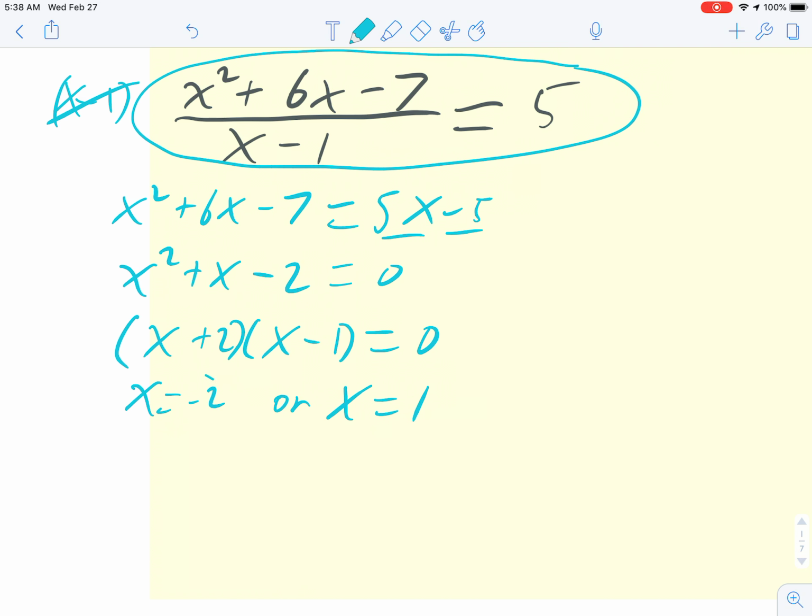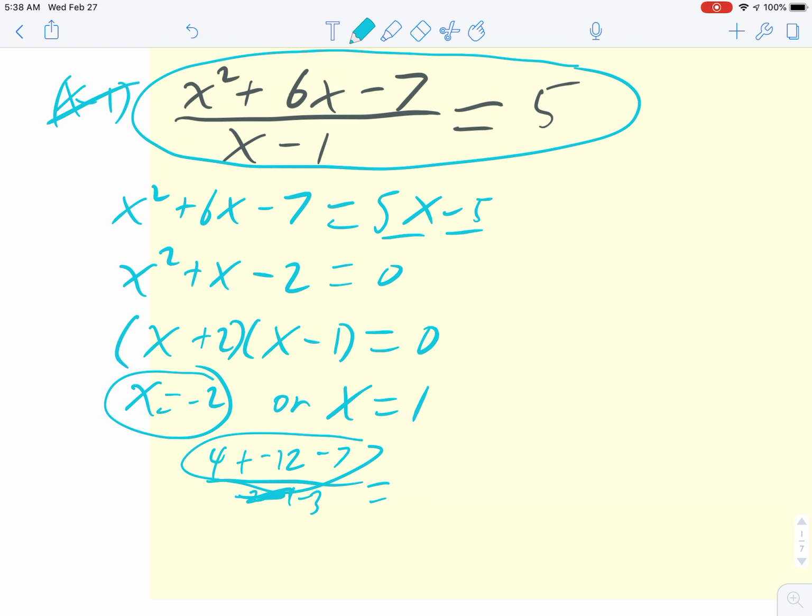If we plug in negative 2, we get negative 2 squared is 4, plus 6 times negative 2 is negative 12, minus 7, over negative 2 minus 1, which is negative 3. And so we end up with negative 8 minus 7. So up here is negative 15 over negative 3, which is in fact 5. So great, that works, no problem.